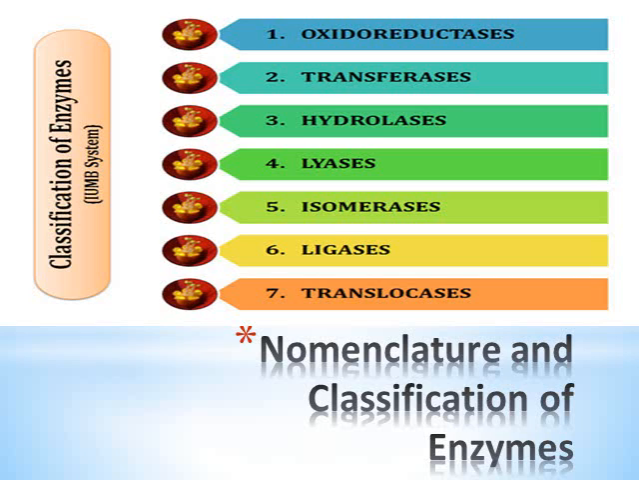Lyases. These enzymes are involved in elimination reactions resulting in removal of a group of atoms from the substrate molecule to leave a double bond. It includes aldolases, decarboxylases and dehydratases. Example, fumarate hydratase. Histidine, in the presence of enzyme histidine decarboxylase, forms histamine plus carbon dioxide.